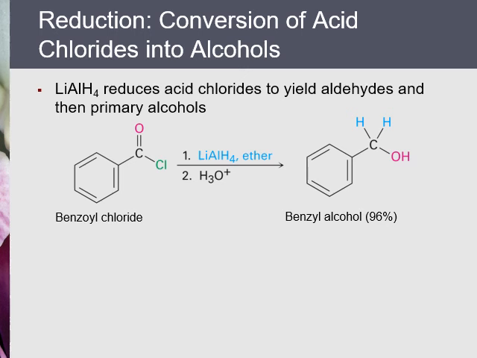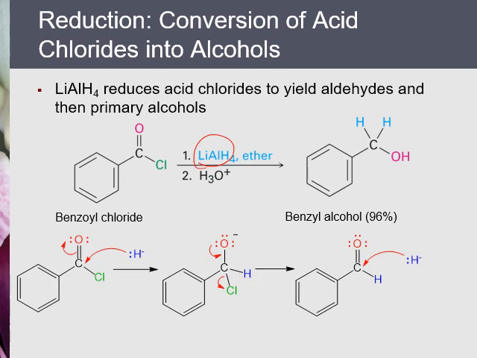This shows benzoyl chloride reduction by lithium aluminum hydride. Okay, so the hydride attacks once and gives you an alkoxide, which then reorganizes to form a C=O double bond and the leaving group leaves, and you get an aldehyde. Aldehyde is still very reactive.